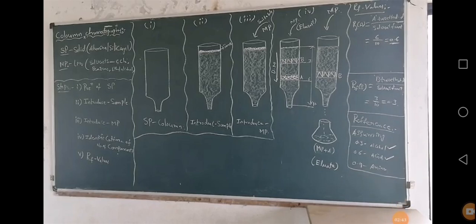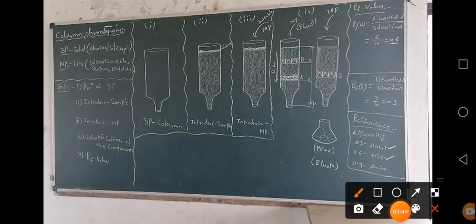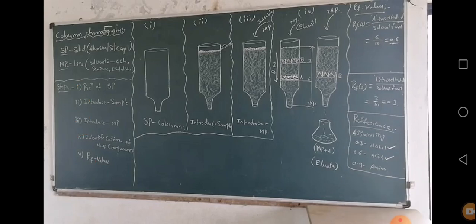Now, all chromatography techniques involve around four to five steps. Step one is preparation of the stationary phase, second is introducing the sample, third is introducing the mobile phase, fourth is identification of the components, and fifth is about RF values.